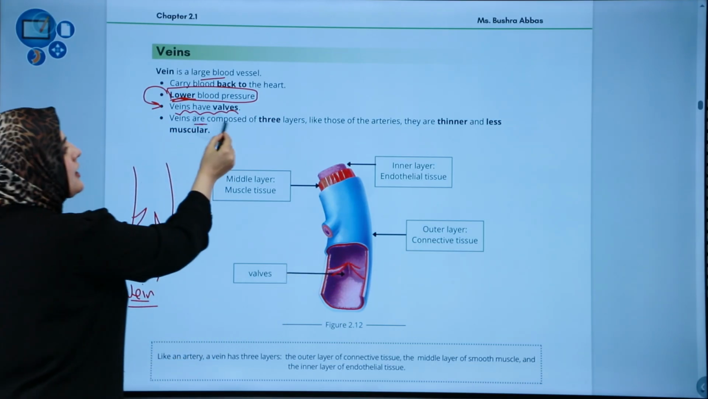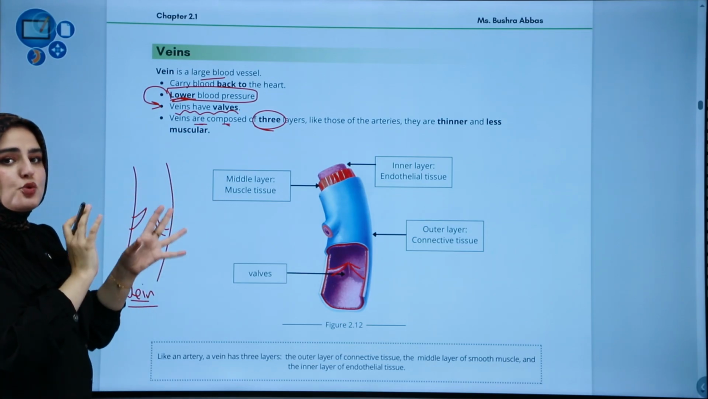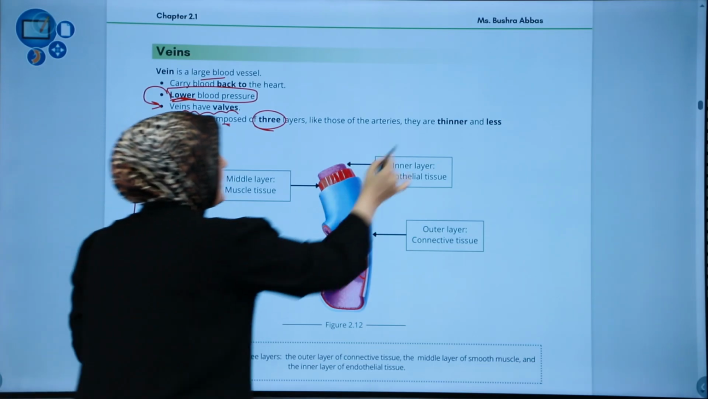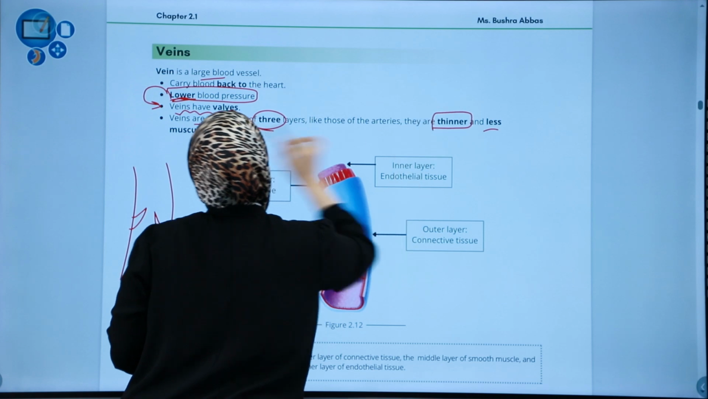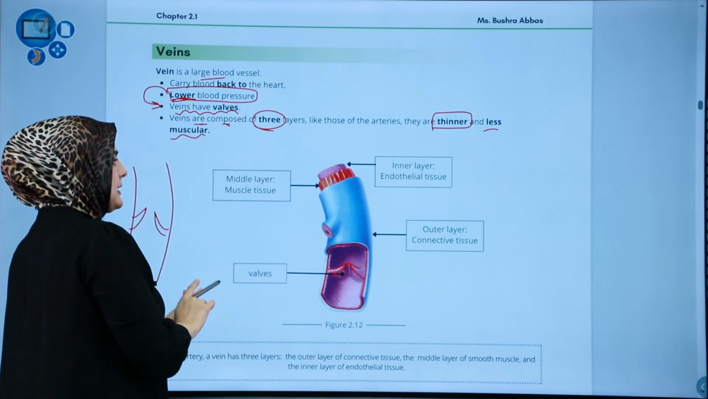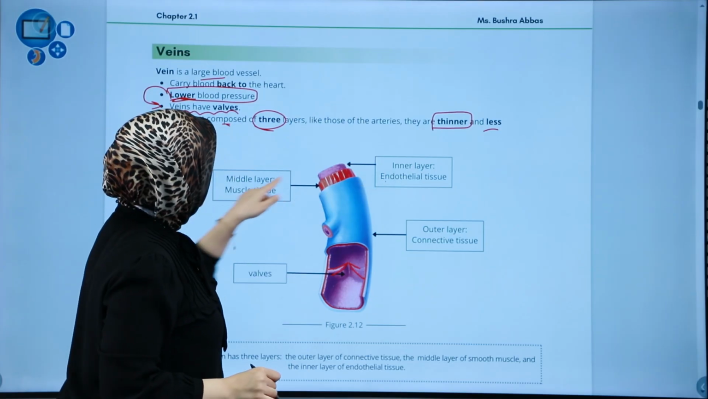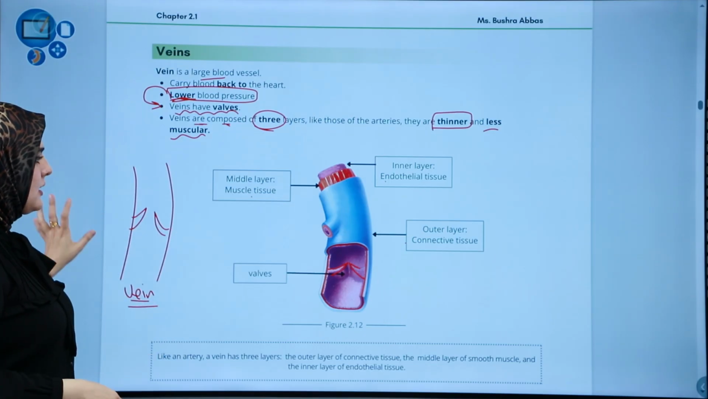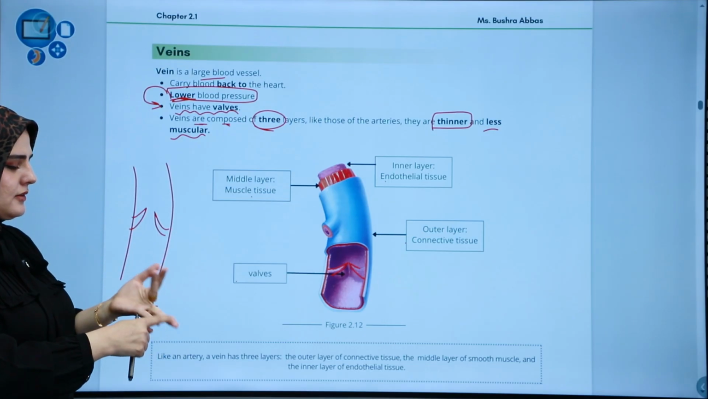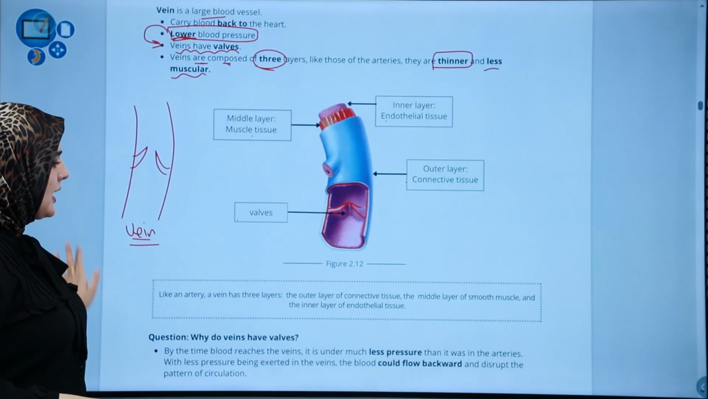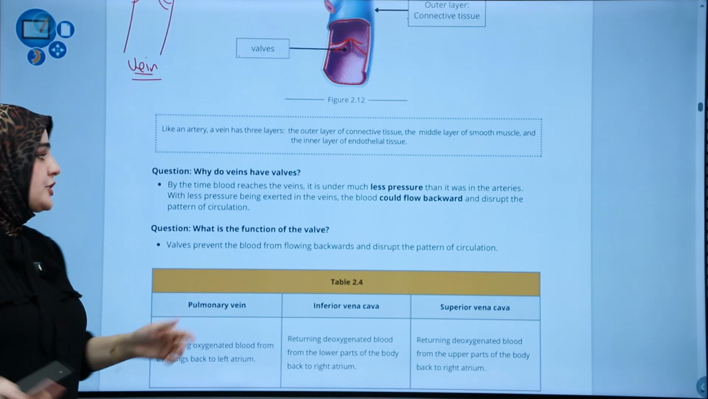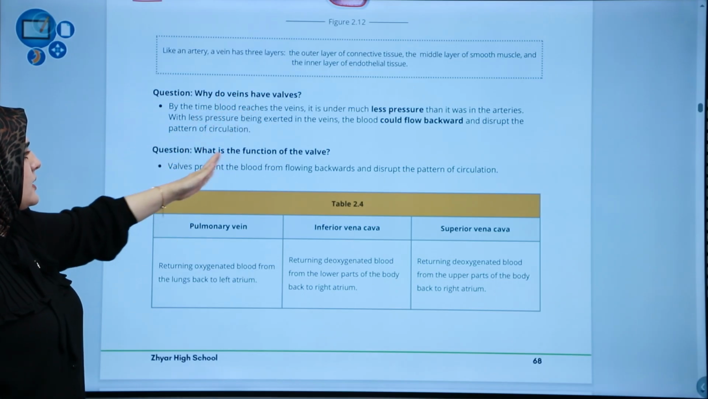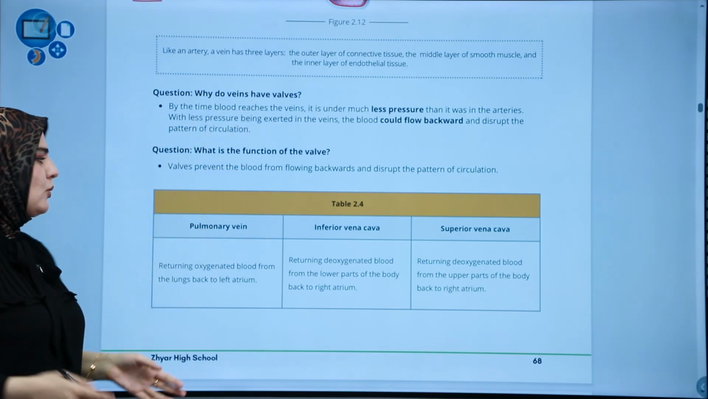All right? The veins are composed of 3 layers. That's a similarity between vein and artery, by the way. All 3 layers are the same. But the difference is it's thinner and less muscular. There is muscle, but thinner, okay? And you see endothelial, muscle tissue, connective tissue, all the same. There's no difference between them. The only thing added is valve, and it's thinner, less elastic, less muscular. Why? Because it's low pressure. That's why. There you go. Because of low pressure, there's valve. What is the function of valve? Preventing blood from flowing backward.